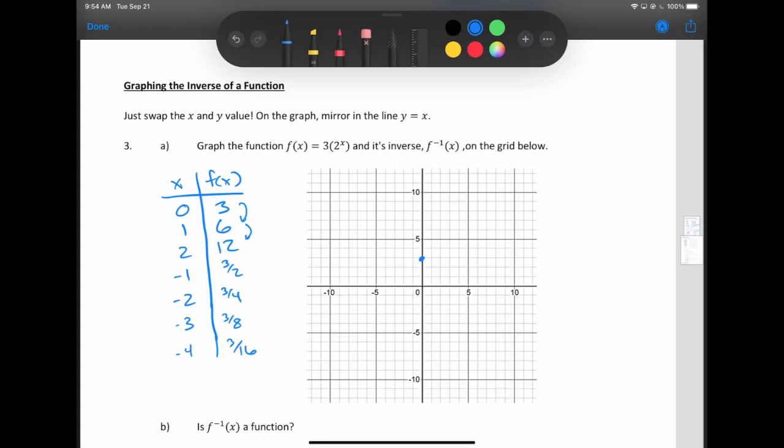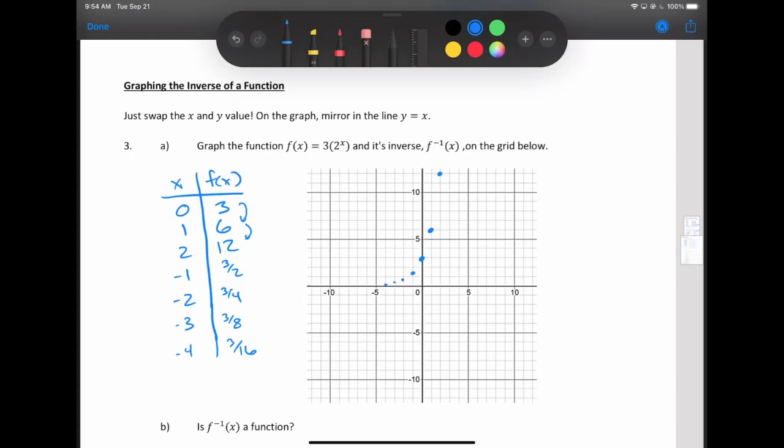Start plotting my points here. At 1 we have 6. At 2 we have 12, and then anything higher than that we're going to be off the graph. At -1, we're at 3/2. You know what? I'm not even going to refer to my table anymore. I'm going to remind myself that every time I go backwards 1, I'm going to divide by 2, because every time I go forward 1, I multiply by 2. So 3/2, 3/4, 3/8, 3/16, and we're getting extremely close to the graph very quickly.